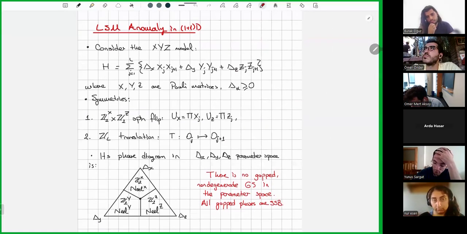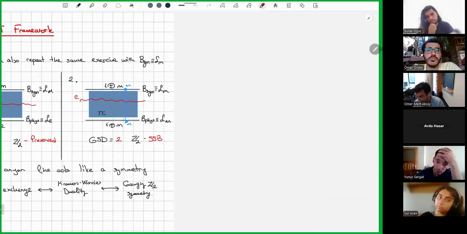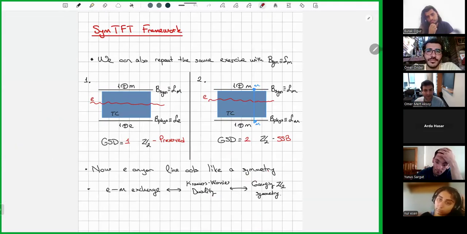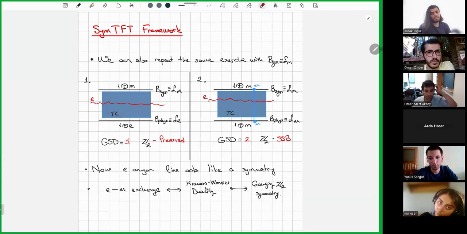Okay, now I'll change the topic completely. This was my very short, quick crash course on the SymTFT framework. Does anybody have any questions? Essentially, the main point I wanted to highlight is that you can get gapped Hamiltonians and you can get dualities out of this SymTFT framework without writing down a Hamiltonian, just using the properties of the bulk topological order.